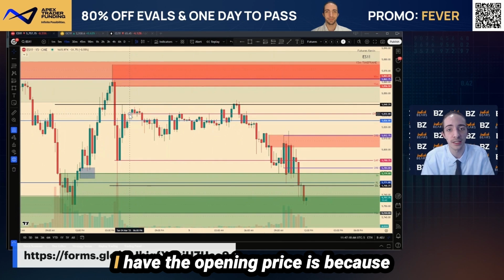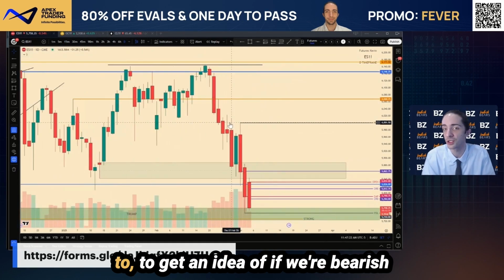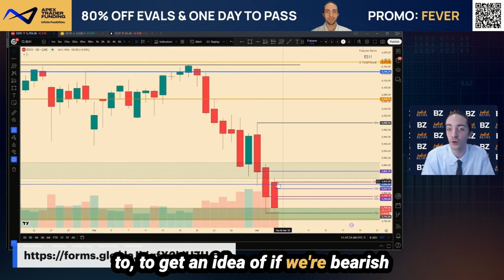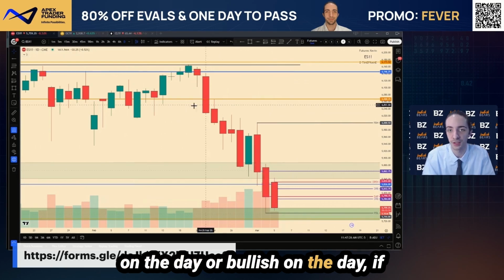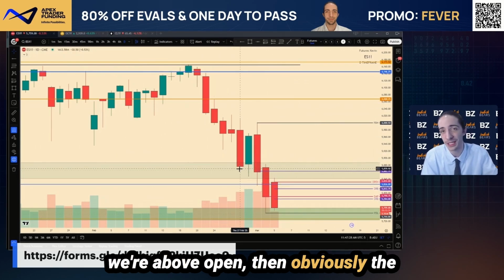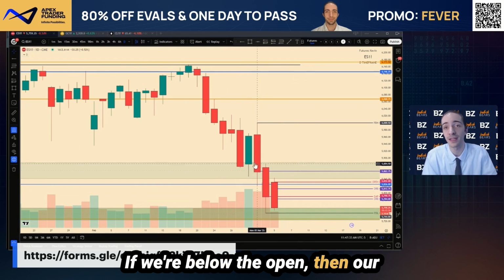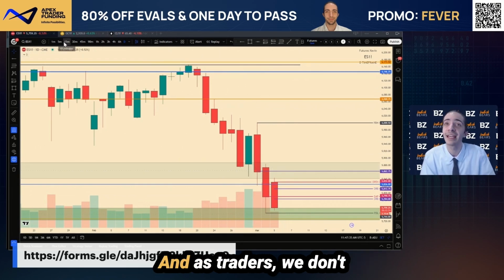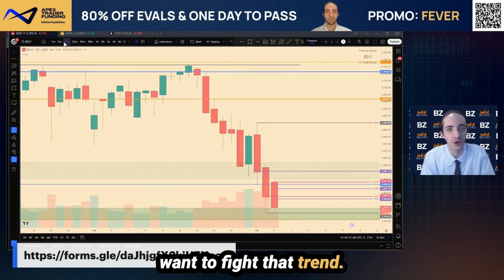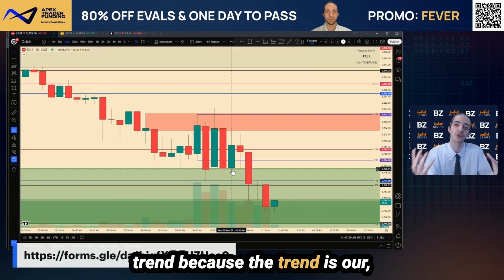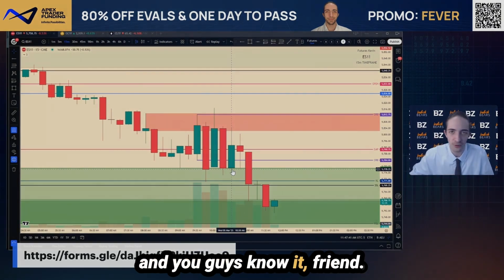And the reason you guys see right here I have the opening price is because I can use that to my advantage too, to get an idea of if we're bearish on the day or bullish on the day. If we're above the open, then obviously the daily candle is going to be green. If we're below the open, then our daily candle is going to be red. And as traders, we don't want to fight that trend. We want to trade with the trend, because the trend is our, and you guys know it, friend.